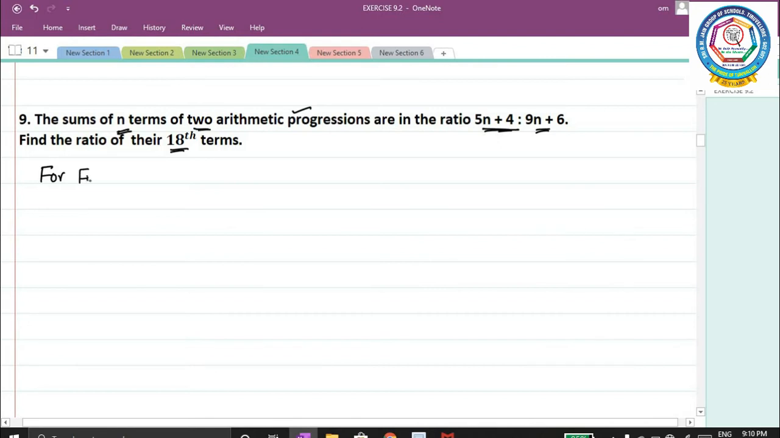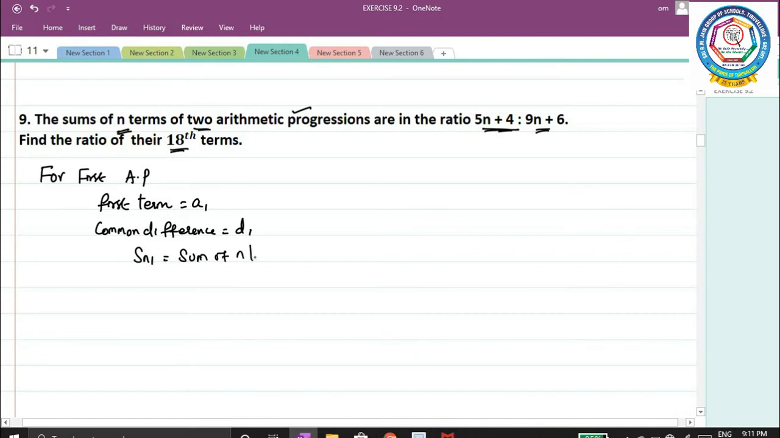So here, for the first AP, I am going to take the first term equal to A1, then the common difference D1. So Sn1, the sum of n terms.